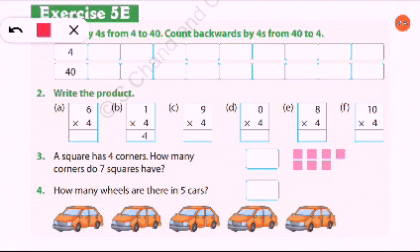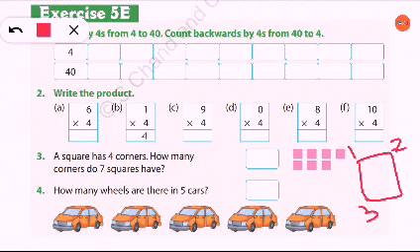Now the next question is, a square has 4 corners. We can make a big square. Just see here, it is a square. It has 4 corners. Corner means this. 1, 2, 3 and 4. So a square has 4 corners like this, 1, 2, 3 and 4.